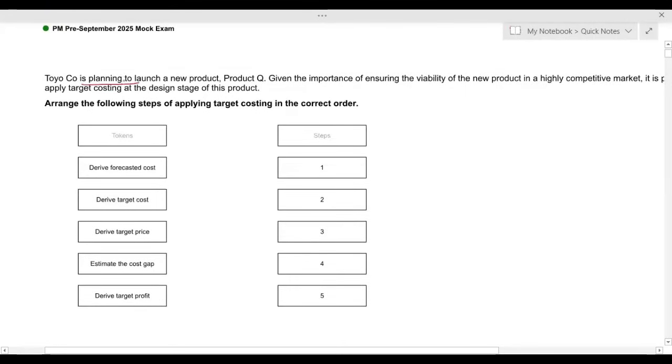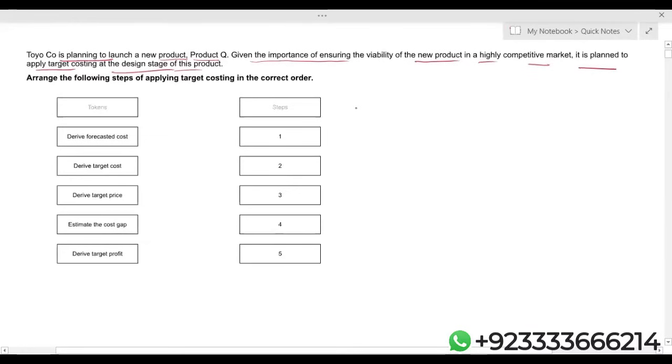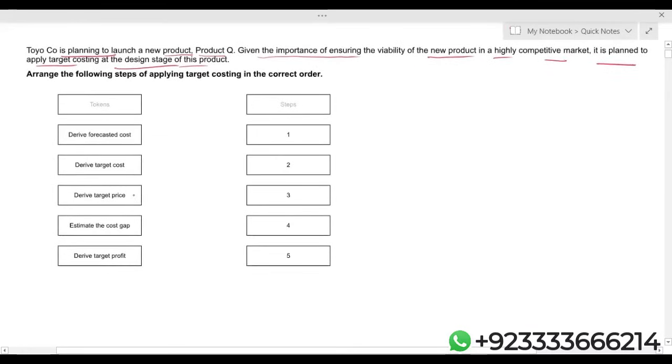Question number 1. A tire company is planning to launch a new product, product Q. Given the importance of ensuring the viability of the new product in a highly competitive market, it is planned to apply target costing at the design stage of this product. Okay, so we have got the steps. Let's see target costing. Number 1, we need the target price.